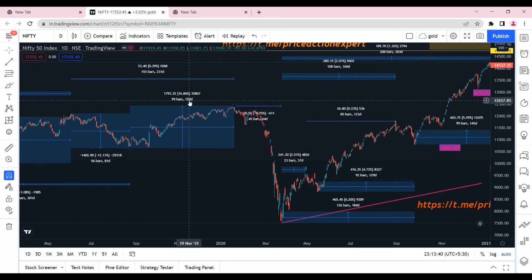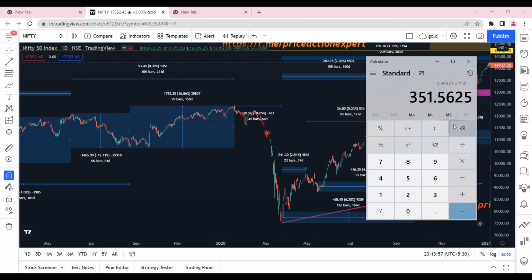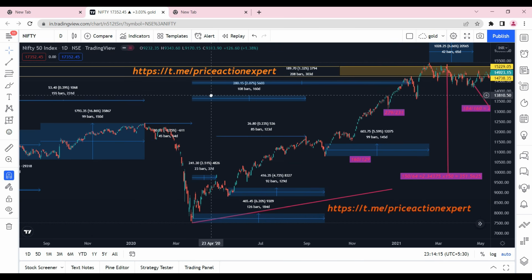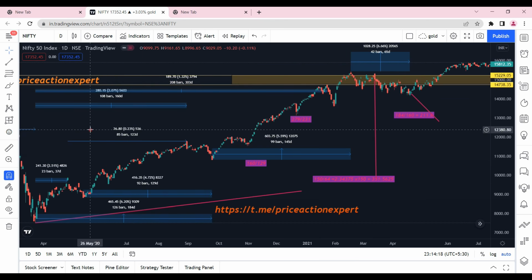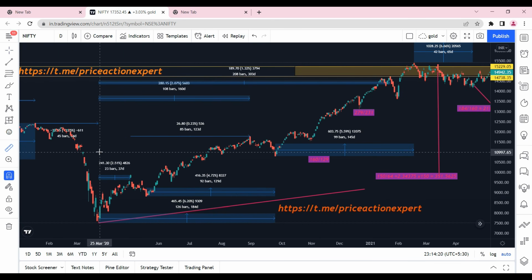Next, I'm going to take this 150 days and 64 days. It took 64 days to drop from this high to this low, and 150 days to go from this low to this high. So 150 divided by 64 equals 2.34375, and multiplied by 150, you will get 351.5625. 351 or 352 days. It's almost. So let's check this from here.